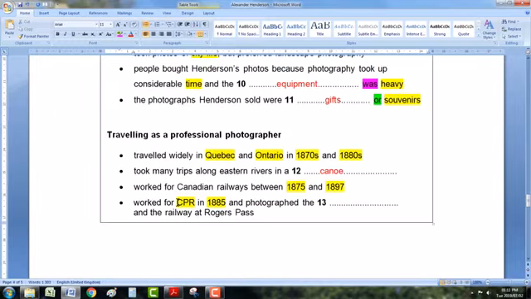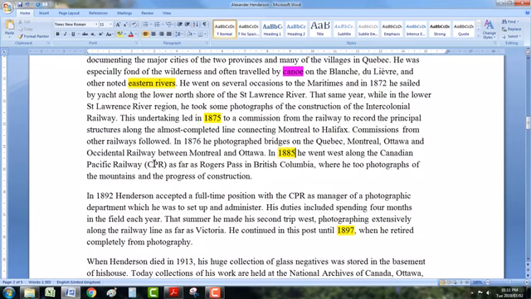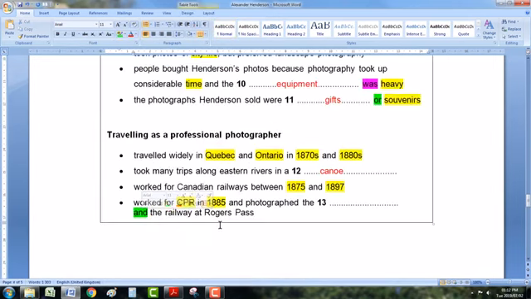Finally, he worked for them in 1885 and photographed the something and the railway. Again, the structure. Noun and noun. Noun phrase and noun phrase. CPR 1885. There's 1885. There's CPR. He went along as far as that where he took photographs of the mountains and the progress of construction. There's the noun phrase and noun phrase. That "and" is that "and" over there.